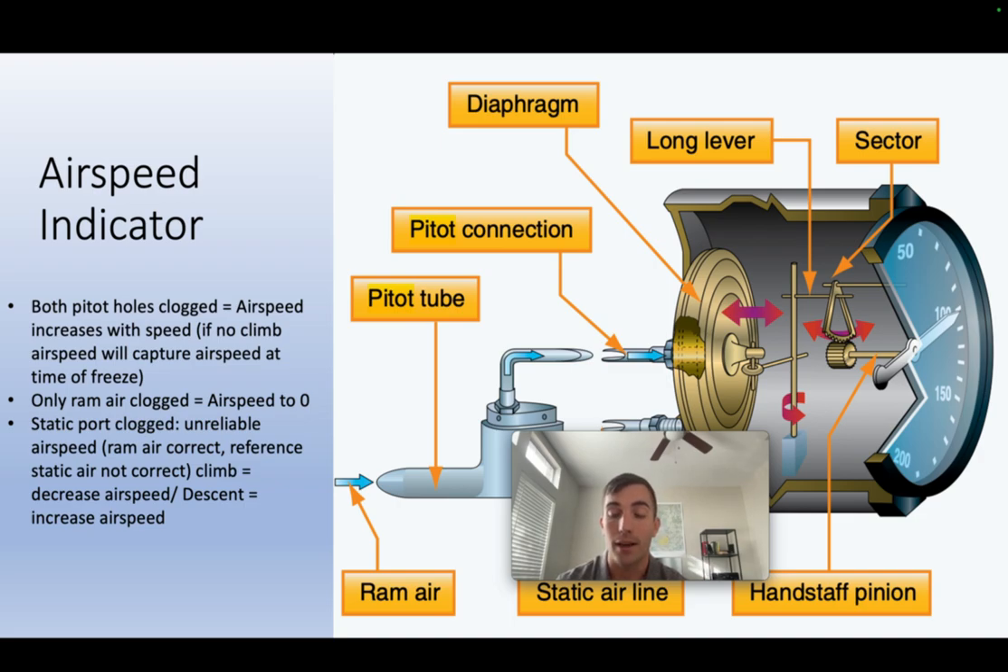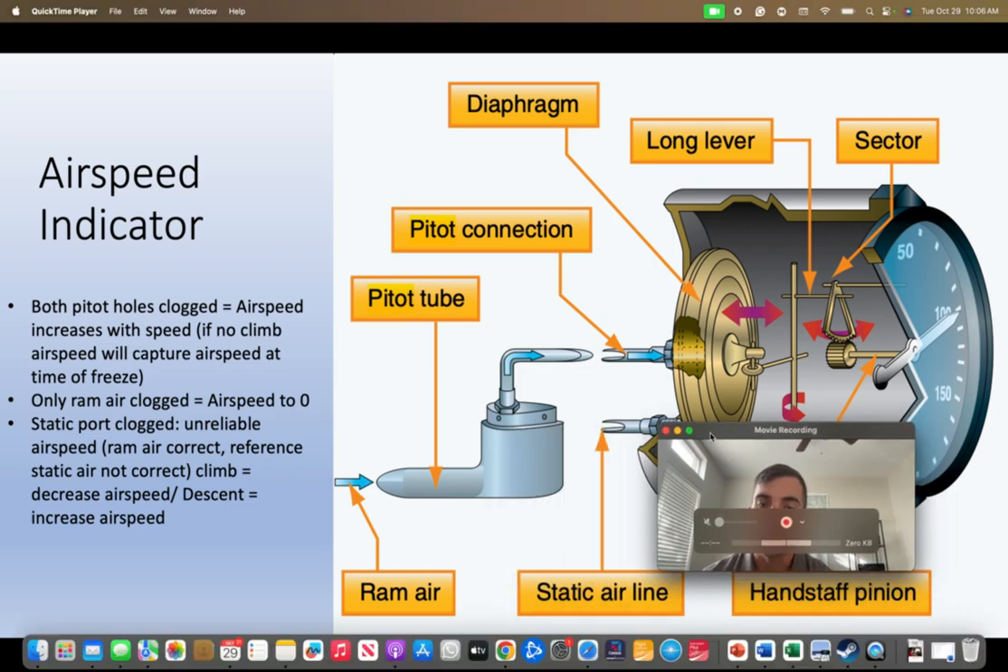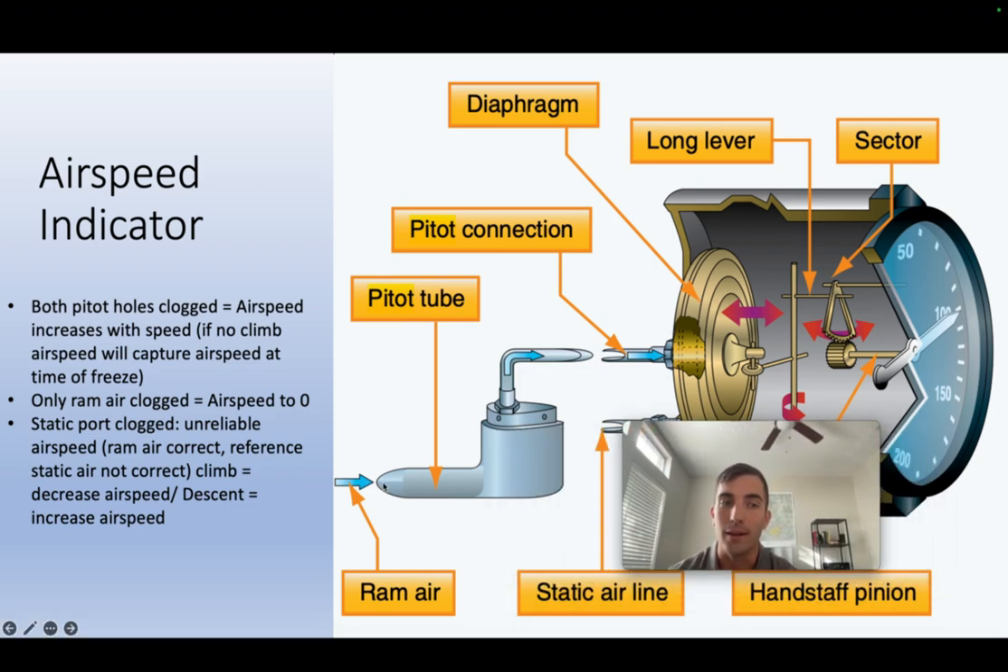Of note, indicated airspeed is different than true airspeed, so the higher you go, true airspeed will be higher than your indicated airspeed. For errors here, if both the tip of the pitot tube and the drain clog, that is going to make the airspeed indicator act as an altimeter. If we climb, the airspeed will go up, and if we descend, the airspeed will go down. If only the tip is closed, then we are going to just see an indication of 0.